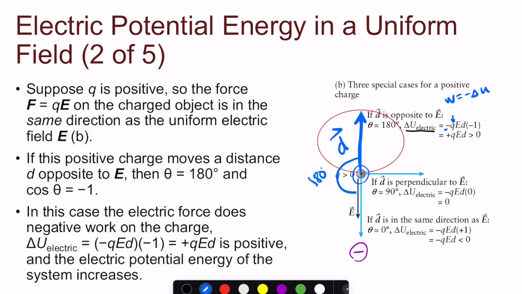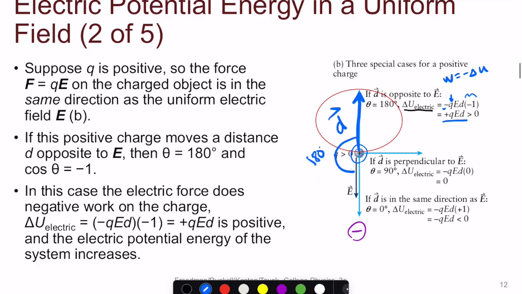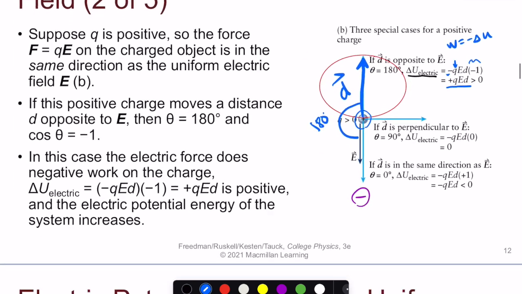Q is positive. E and D are both positive. Cosine theta is negative, okay? And so then these two negatives cancel. And what you see is that the change in potential energy is positive if a positive particle is moving against the electric field.